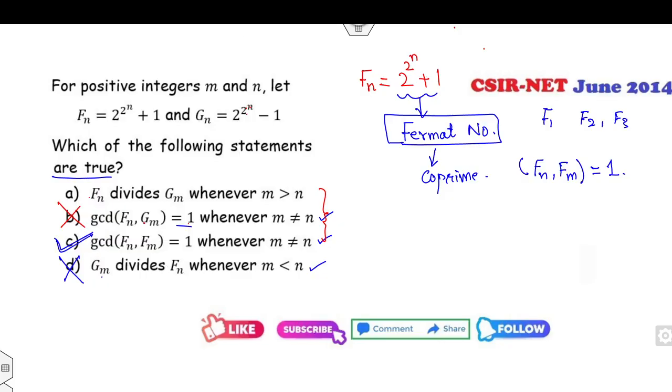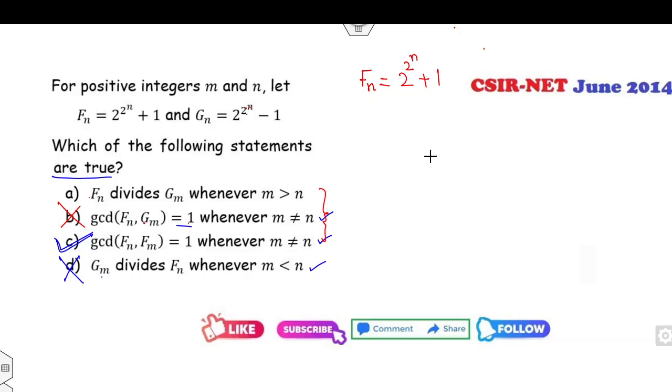Fine. Now, look at the first option. Whenever m is greater than n, I can choose m is my 2, n is my 1, or I can choose m is my 4, n is my 3, or n is my 1. So look at that. Fm divides Gm. So what is the Gm?